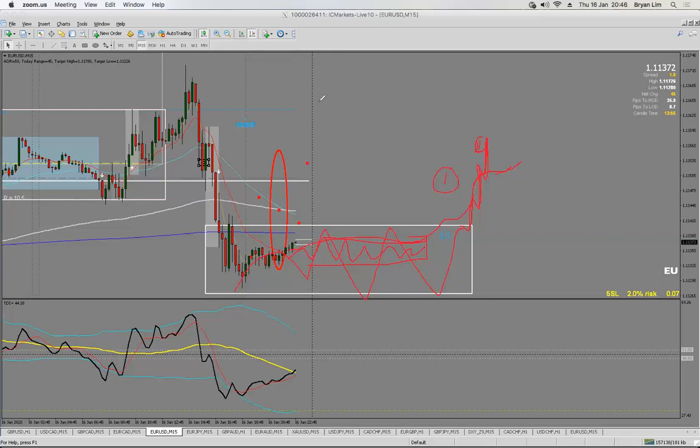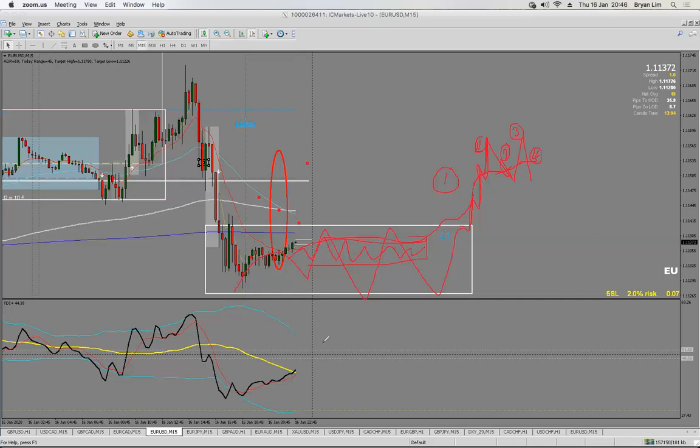Wait, so what's the second one? Close below, right? We have a close below the 13 EMA, right? That's the second thing we're looking for. What else are we looking for? What's the next one? Close above. We're looking for a close above, right? And then what else? Close below. And the final close below 13, right?